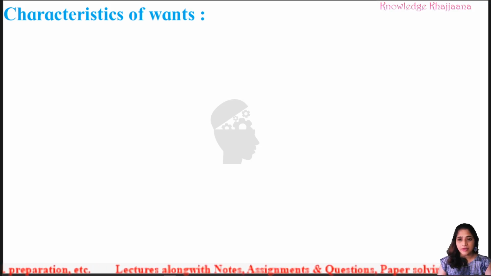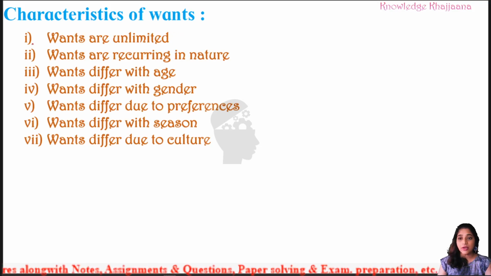The next characteristic of want is that wants are unlimited. What are the characteristics of want? Wants are unlimited. Wants are recurring in nature. Wants differ with age. Wants differ with gender. Wants differ due to preferences. Wants differ with season, and wants differ due to culture.